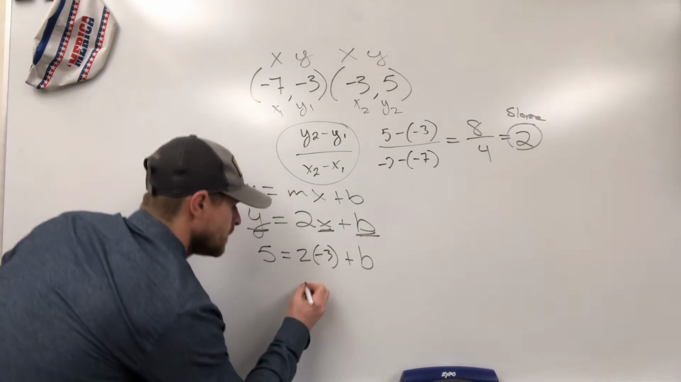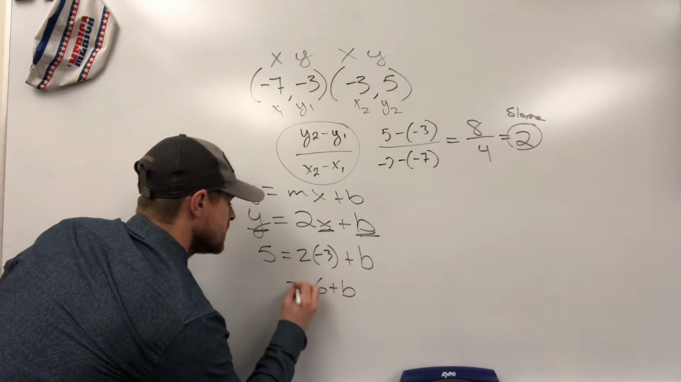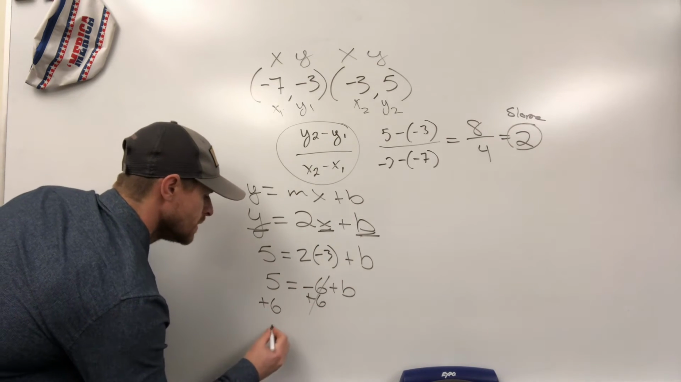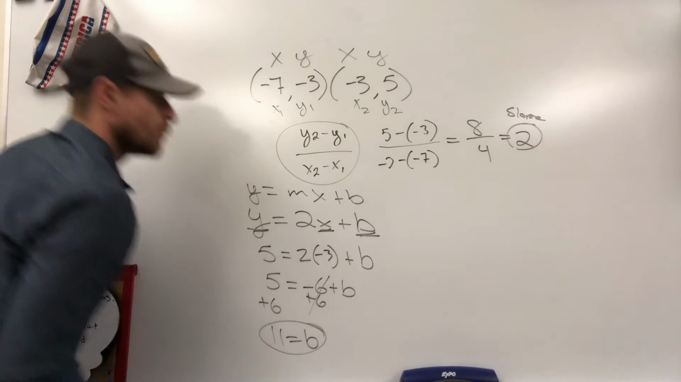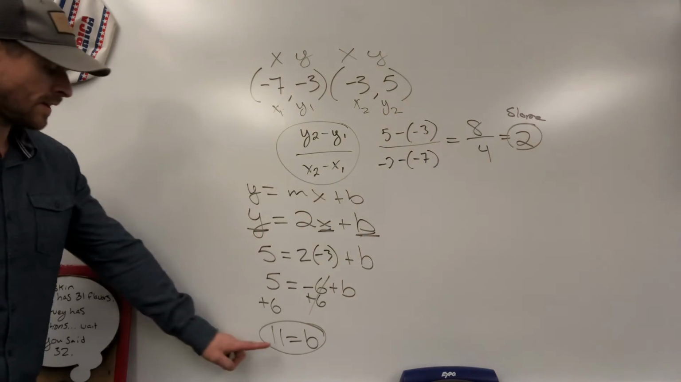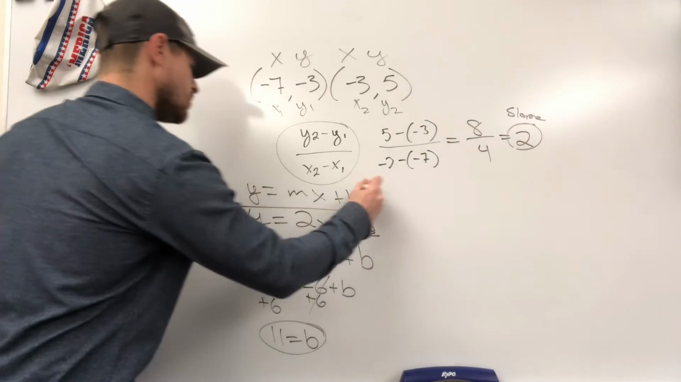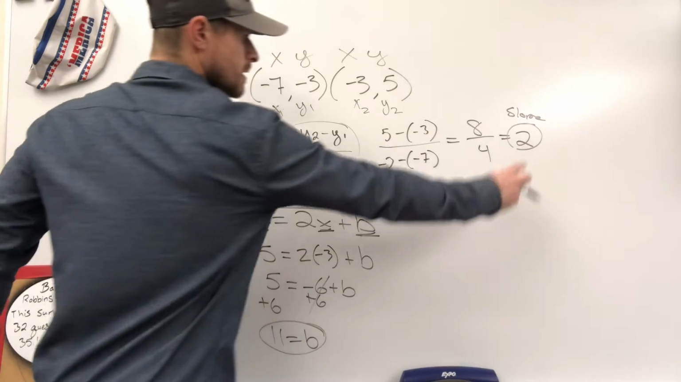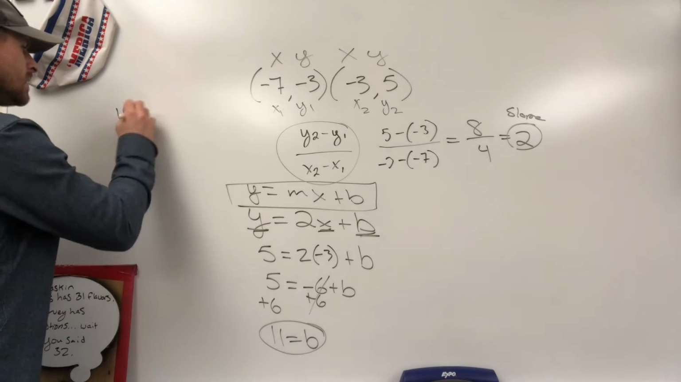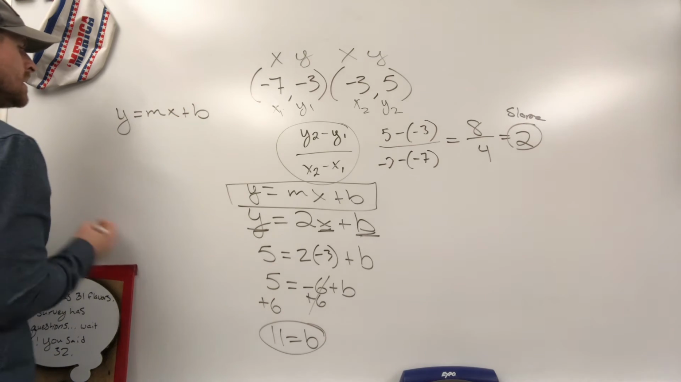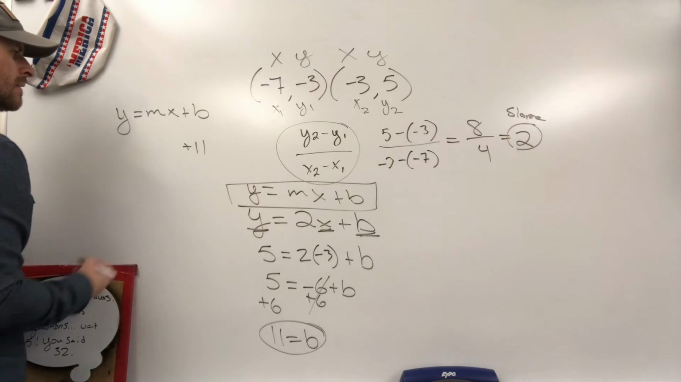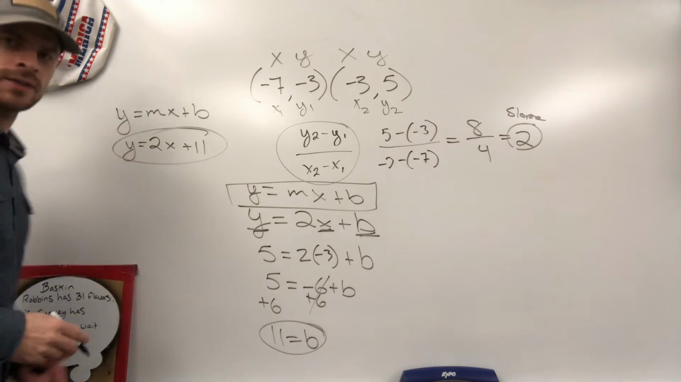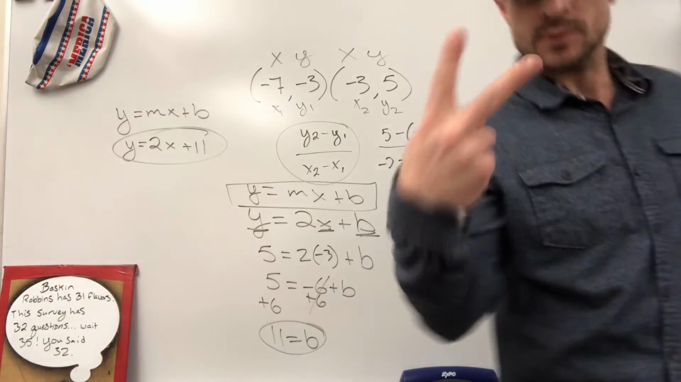2 times negative 3 makes negative 6, plus b equals 5. Add 6, inverse operate, giving you 11 for b. Well, we know our slope is 2. We found our b, which in slope-intercept form represents our y-intercept. So b's 11, m is 2, so y equals mx plus b needs to have an 11 there, a 2 here, and we've got ourselves a slope-intercept form equation from 2 points.